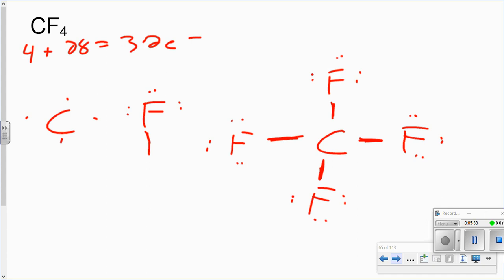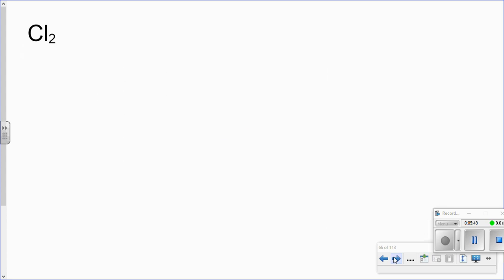Okay? So everything has an octet. That's our first check. Second of all, have I represented 32 electrons? When you count these up, there are 32 valence electrons, and that's a well-drawn Lewis structure.